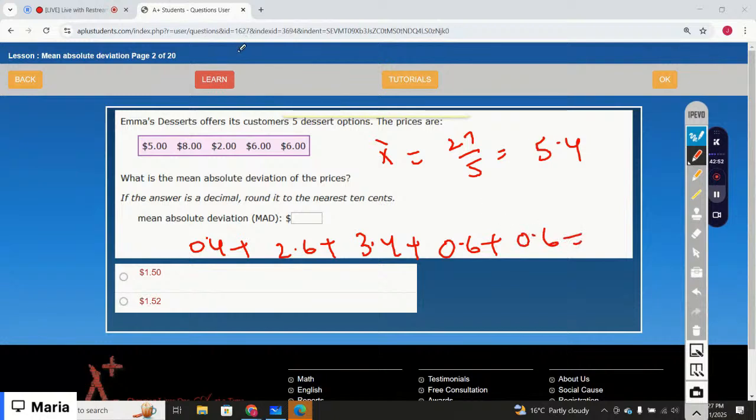So let's just add them all. That is 0.4 plus 2.6 plus 3.4 plus 0.6 plus 0.6. That is 7.6. So divided by 5 because the number of values in the data set is 5. 7.6 divided by 5 is 1.52, option number.